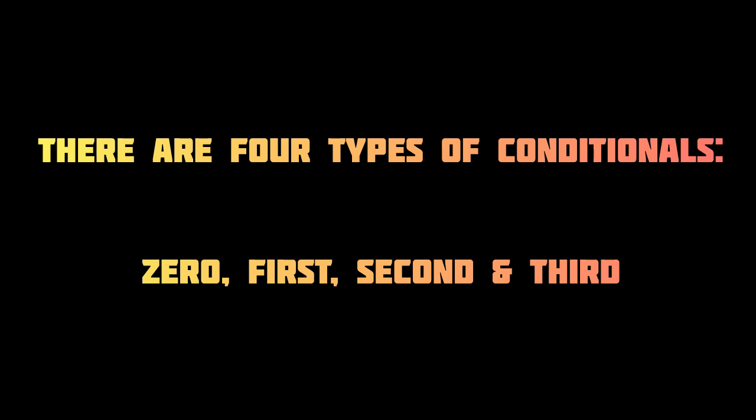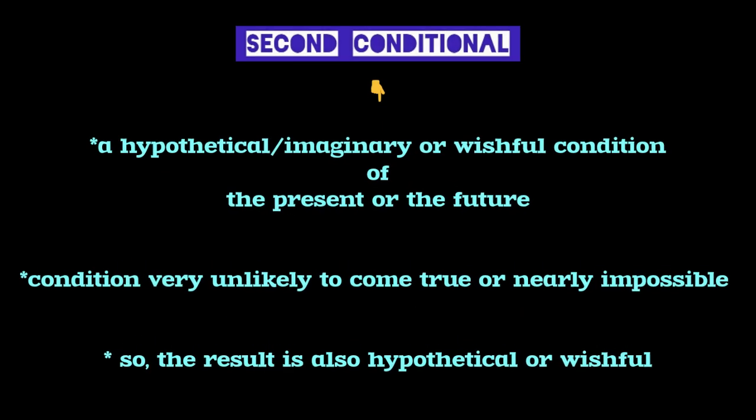In English grammar, there are four types of conditionals: the zero conditional, the first conditional, the second conditional, and the third conditional. But in this video, we are going to focus on the second and the third conditionals. So let's study the second conditional sentence first. The question is, what type of a condition does the second conditional express?